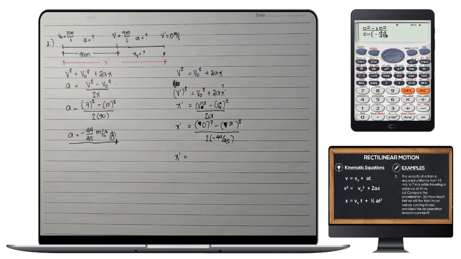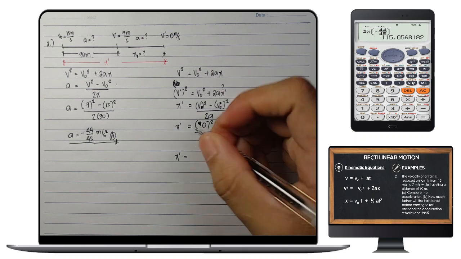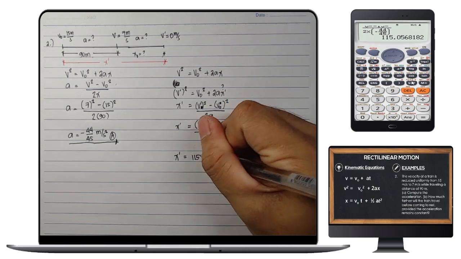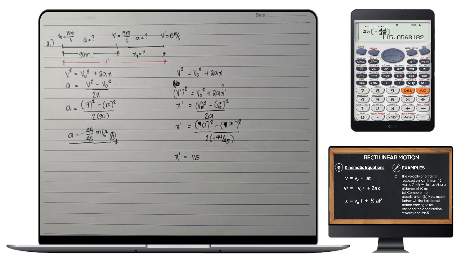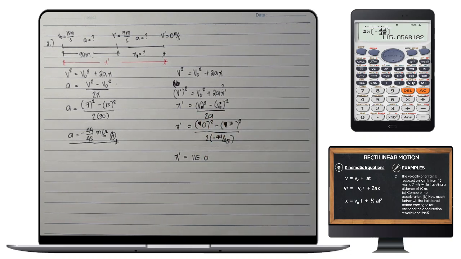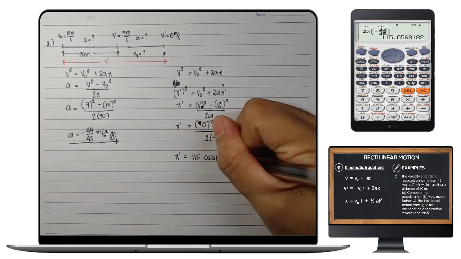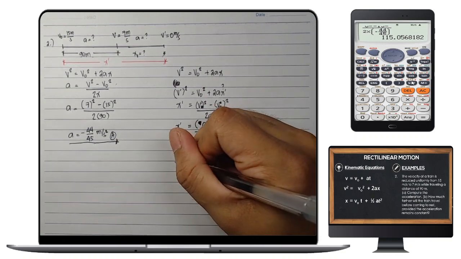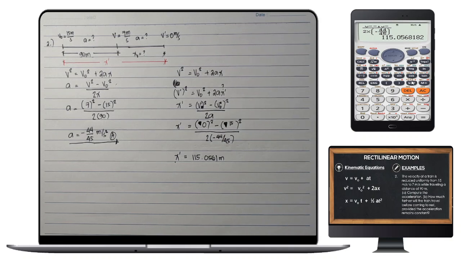Or you may use the storage location A kasi doon naman siya nakalagay. Equals, so this is our total distance, 115.0568. So I will use this value, 115.0561. I will use the 4 decimal places only. 0561 meters. So that is your x prime.